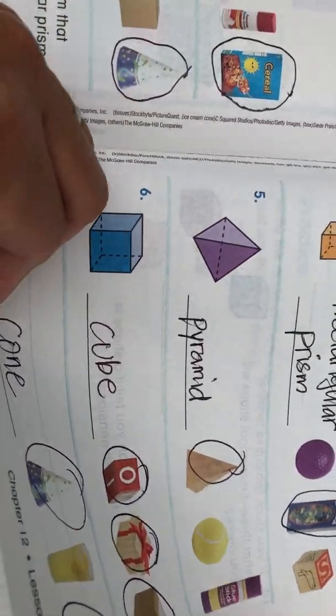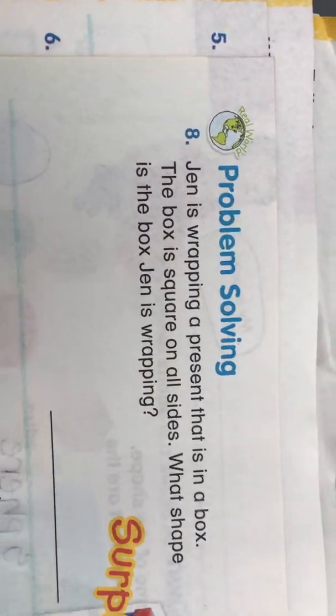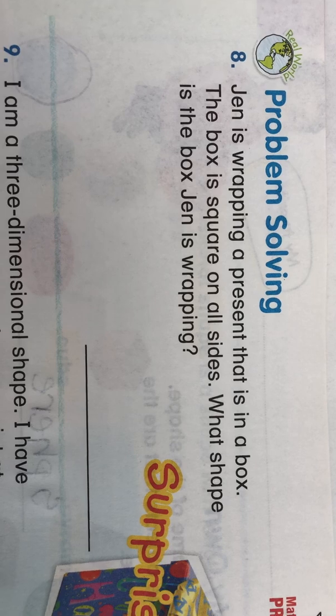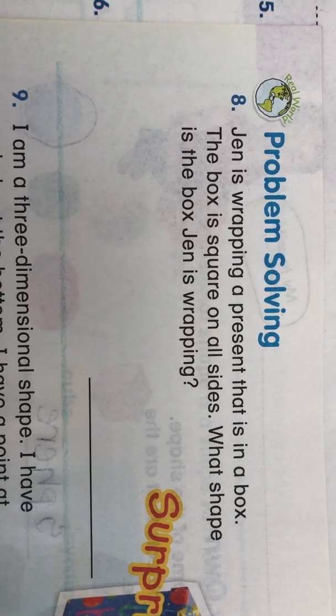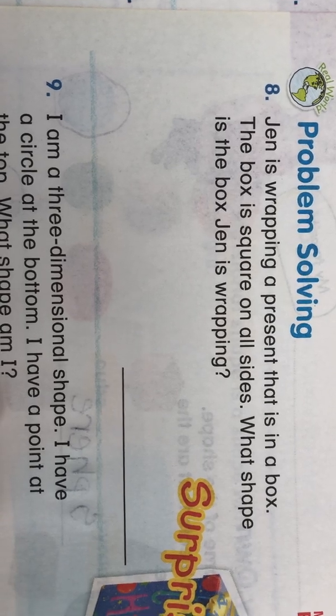All right, let's try another one. Let's keep going. Now, these problems are kind of easy. Let's read them together. It says, Jen is wrapping a present that is in a box. The box is square on all sides. What shape is the box Jen is wrapping? That's easy. That's a cube. So I'm going to write cube.